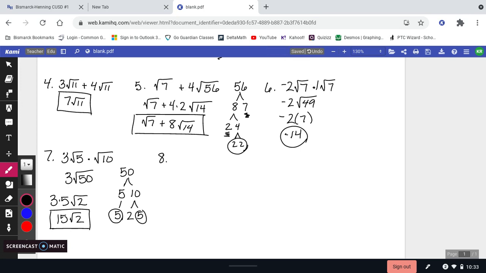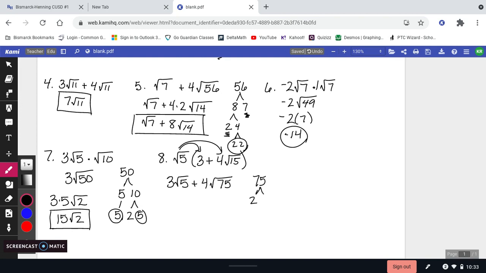You can also distribute with roots. So if I have 3 plus 4 root 15. Okay, so I can distribute. I can do the root 5 times the 3, so 3 root 5 plus 4, and then 5 times 15 is 75. Okay, so now I'm going to see if I can simplify that 75.